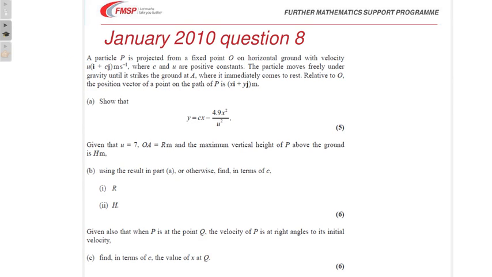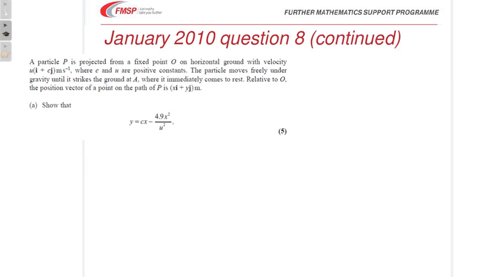Right, now this is not a particularly nice projectiles question for one reason especially. The initial velocity is given in a rather strange form, and it's given here. It's a standard projectile in all other senses. A projectile on horizontal ground like this. I think I'll draw that again, like that, say. Initial velocity here. Projected from O, moves freely under gravity until it strikes the ground at A.